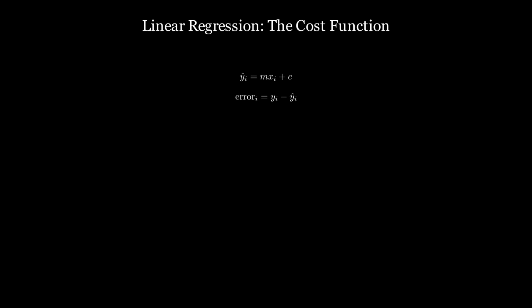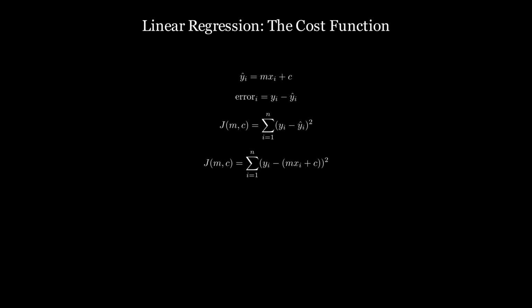y hat sub i. To get a total error measure for all our data points, we can't just sum these residuals, because positive and negative errors would cancel each other out. Instead, we square each residual. This makes all errors positive and also penalizes larger errors more heavily. Then we sum up all these squared residuals. This gives us our cost function, often called the sum of squared errors, or SSE. We'll denote it by J.